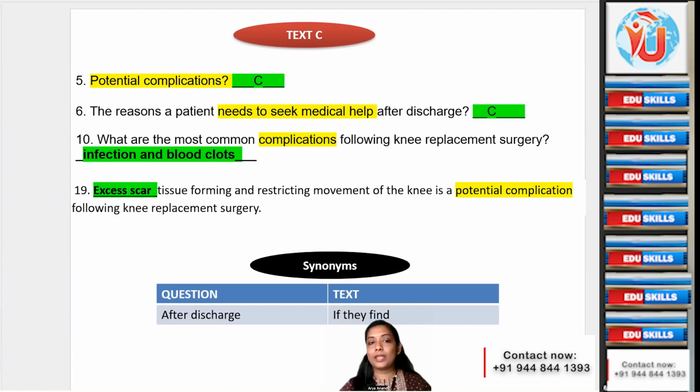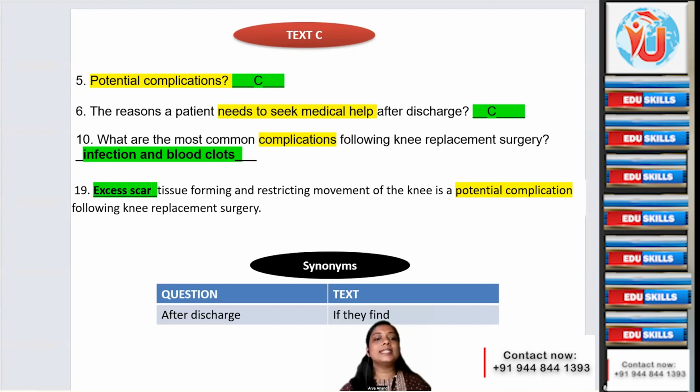Can you explain this one, 19, again, please? So what are the most common complications following knee replacement surgery? The complication is the keyword, and we have infection and blood clots here. Then scar tissue forming and restricting movement of the knee is a potential complication following knee replacement surgery. So where do we have to see? Potential complications.